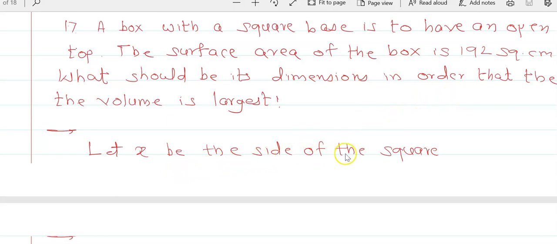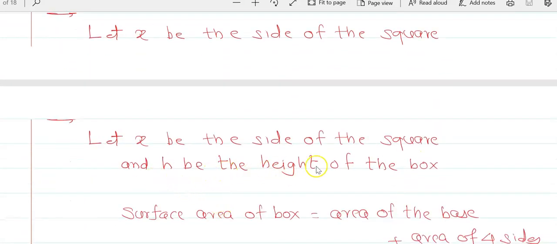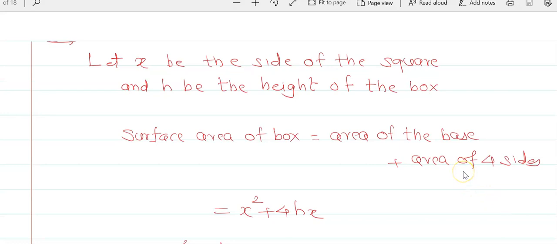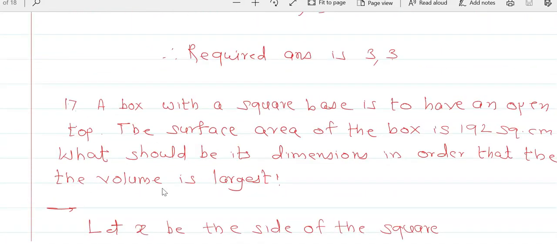Let x be the side of the square base, and h be the height of the box. Then the surface area of the box equals the area of the base plus the vertical surface area of the four sides. As the height is h and the base is x, the vertical surface area is 4hx in total. Therefore, the surface area of the box is x square plus 4xh, and we are given that it is 192.